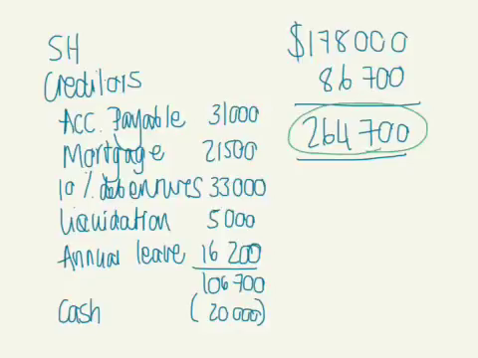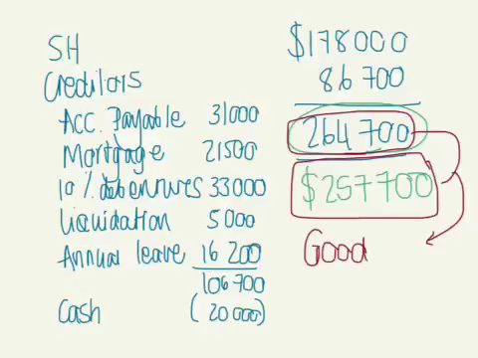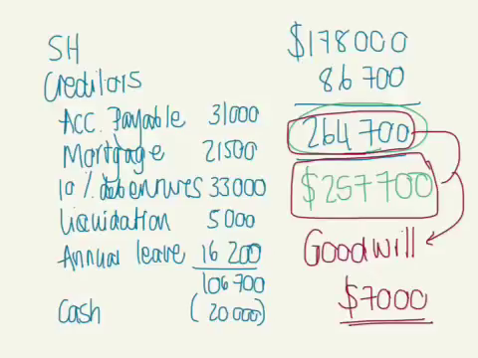Compare this then to the net fair values of the assets acquired, and we then see that we've paid more than the fair value of the assets acquired, so therefore we paid a premium, and there's goodwill that was acquired in this business combination to the value of $7,000. So goodwill that needs to be recorded by the acquirer.